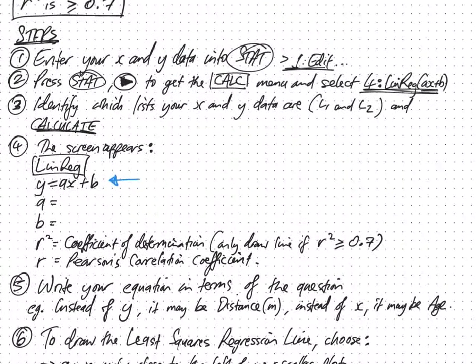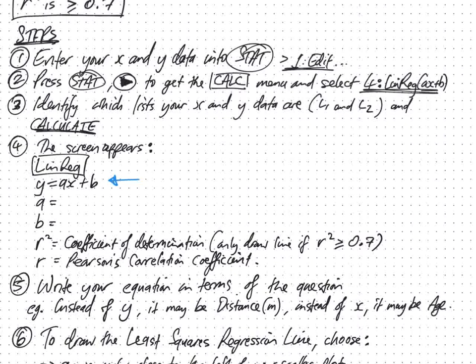Okay? So what are the steps? You need to enter your X and Y data into stat edit. You need to press stat and go to the right to get the calculator menu and select LinReg. Tell it what list your X and Y data are in by pressing L1 and L2, or second number 1 and second number 2, and then calculate.